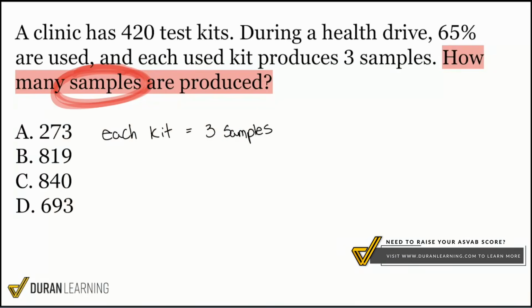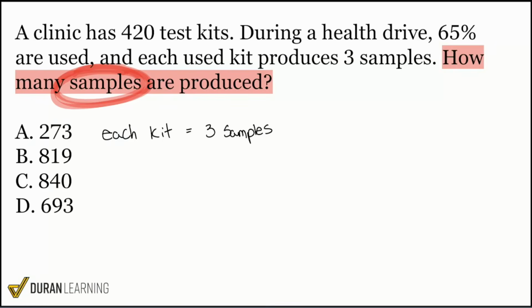So my party people, given the use of the word each, so each kit is 3 samples, what are we going to do? What operation are we going to do once we determine how many of these test kits were used? Because it can be multiplication or division. So which one is it going to be? Yeah, it's going to be multiplication. And here's the reason why.